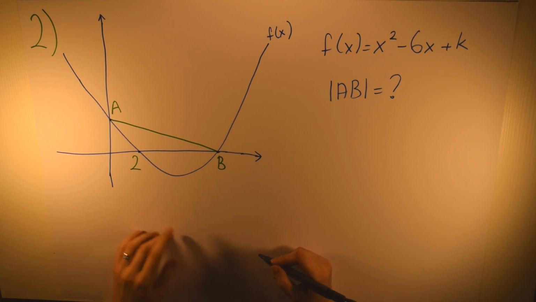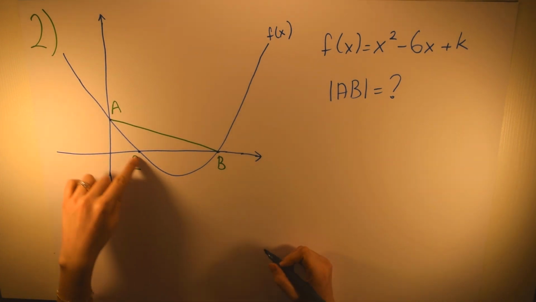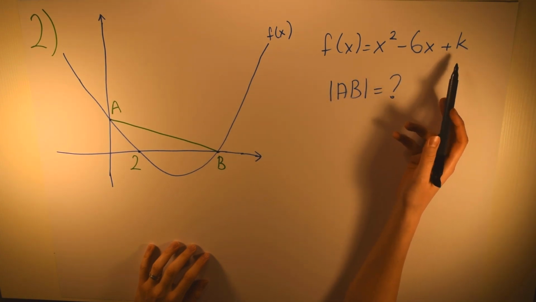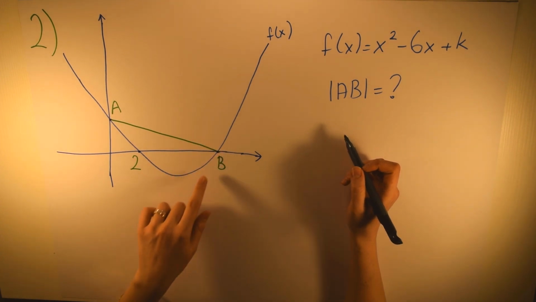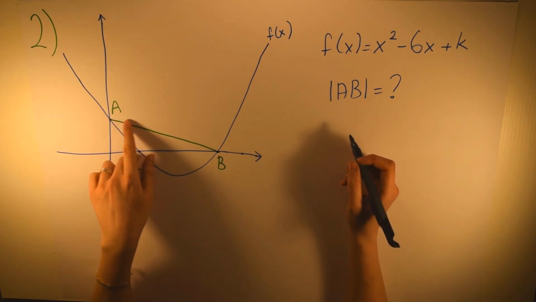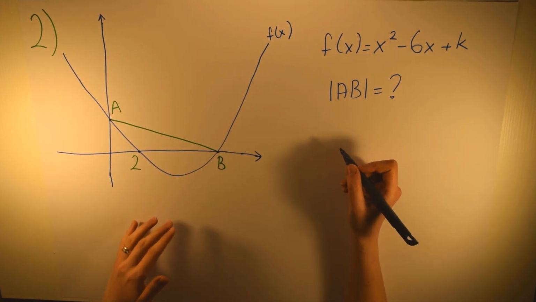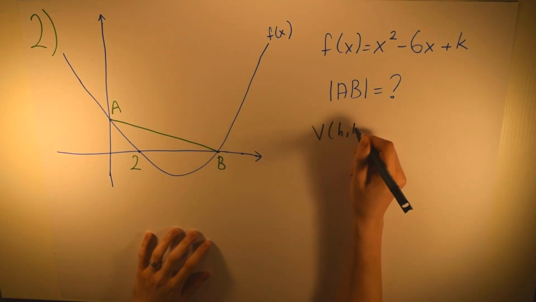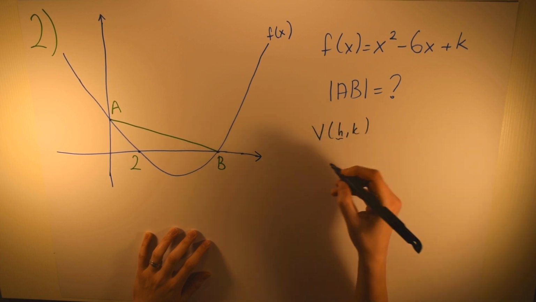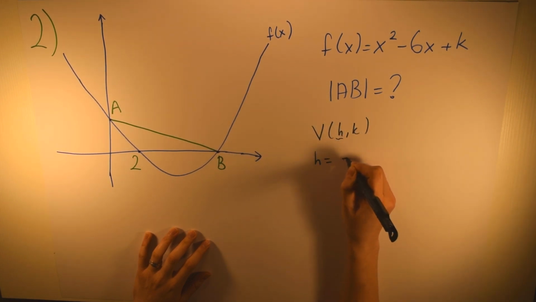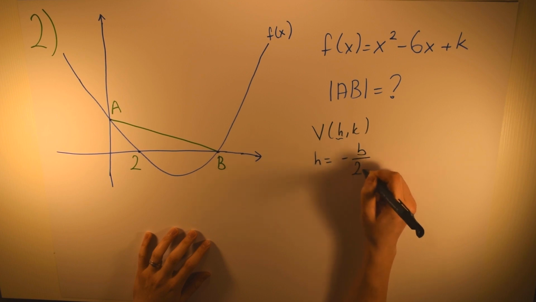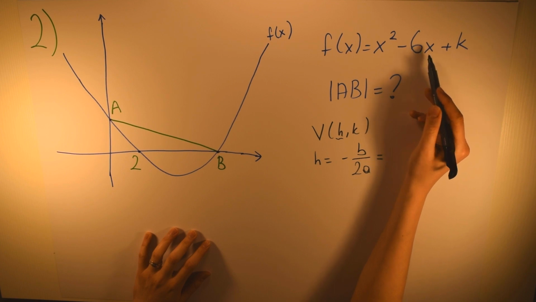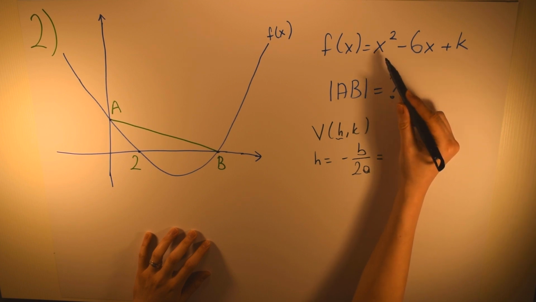In our second question, we have this parabola, and f(x) = x squared minus 6x plus k, and the length of AB is asked. To find the length of AB, first we need to find the vertex. The vertex is (h, k), right? So how do we find the value of h? h = -b over 2a, which is minus times minus 6, it's plus 6, over 2a, which is 2.